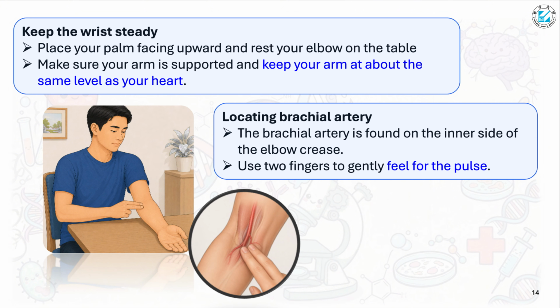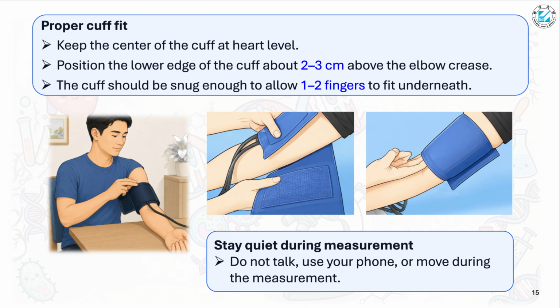Wrap the cuff around the upper arm. Make sure the center of the cuff is at the same level as the heart. This is very important for an accurate reading. The lower edge of the cuff should be about 2 to 3 cm above the elbow crease. The cuff should be snug, not too tight. You should be able to fit 1 to 2 fingers under the cuff.